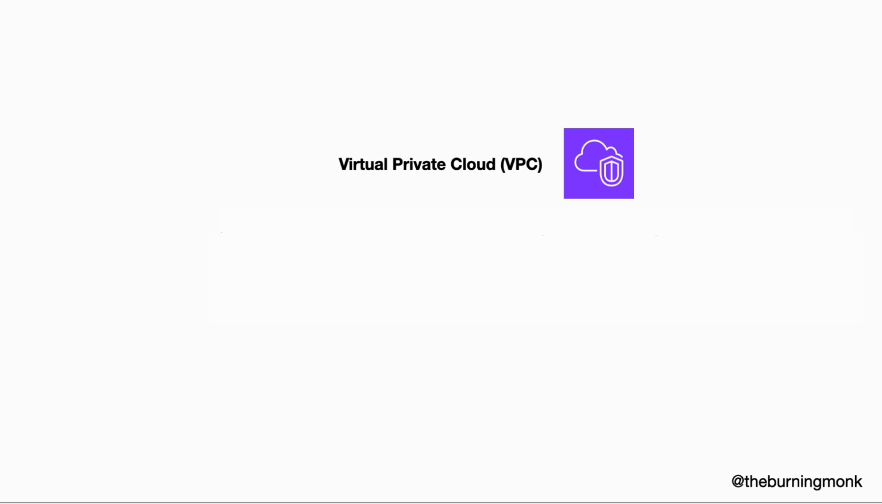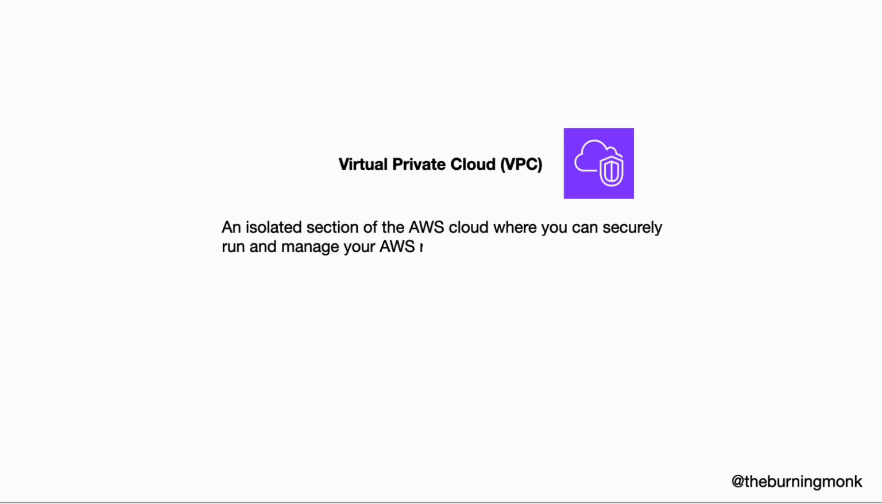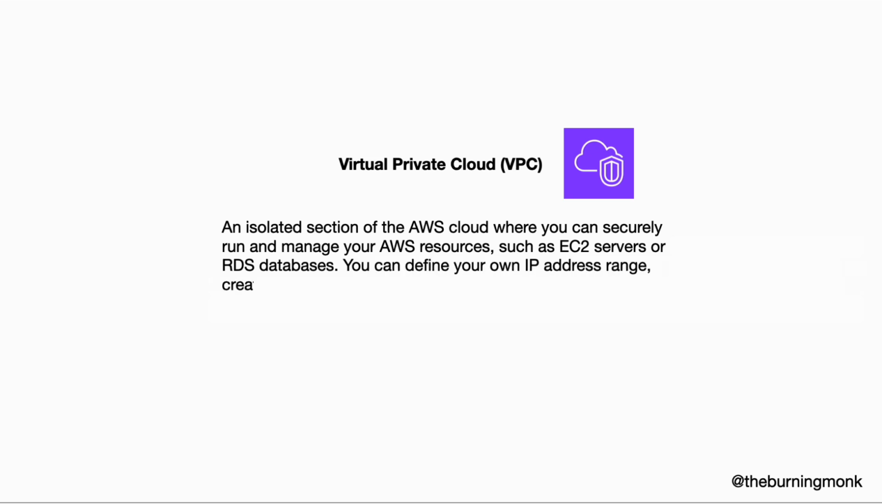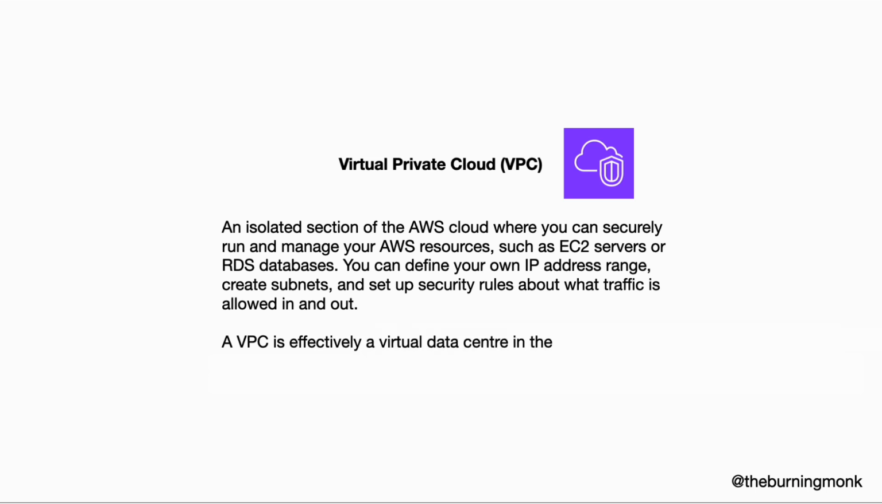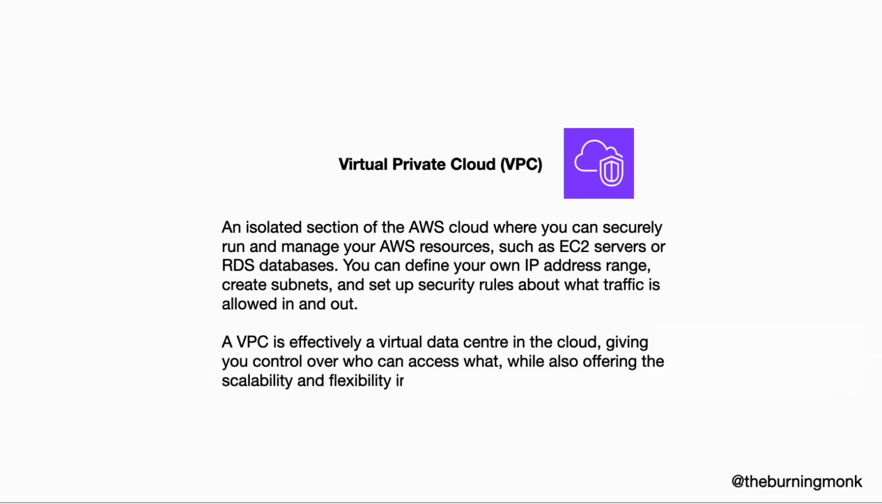It's a service that gives you an isolated section of the AWS cloud where you can securely run and manage your AWS resources, such as EC2 servers or RDS databases. You can define your own IP address range, create subnets, and set up security rules about what traffic is allowed in and out. A VPC is effectively a virtual data center in the cloud, giving you control over who can access what, while also giving you the scalability and flexibility that is inherent to the cloud environment.